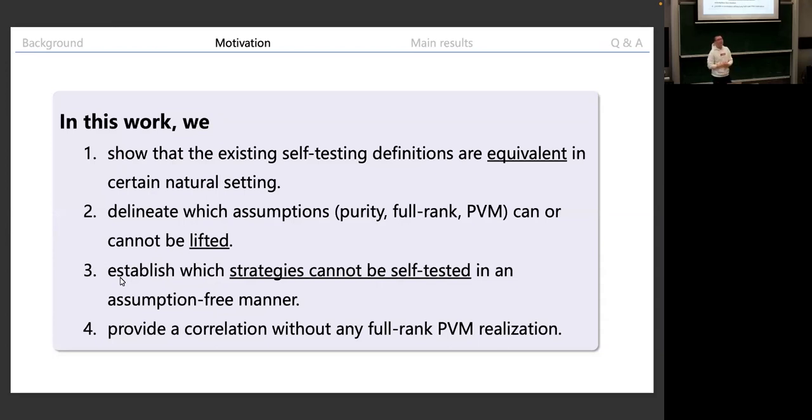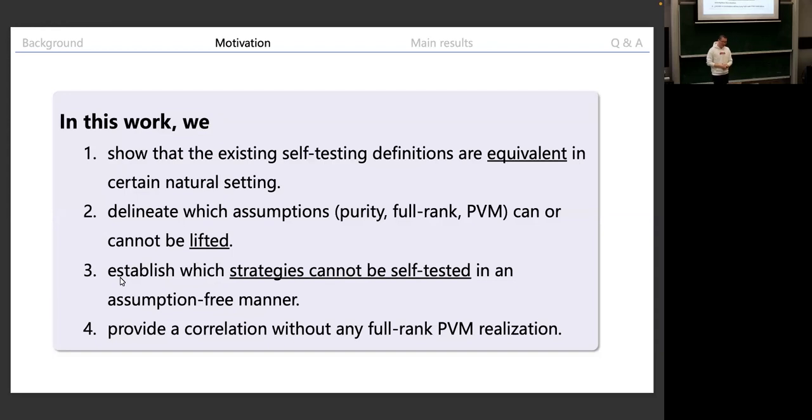And for the limit of self-testing, we show which strategies cannot be self-tested. Basically we show that non-projective measurements cannot be self-tested in some sense. I will go into the detail later, but the message is that we cannot really self-test POVMs.